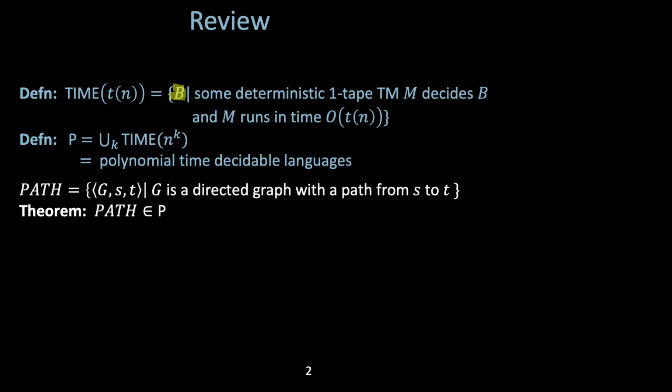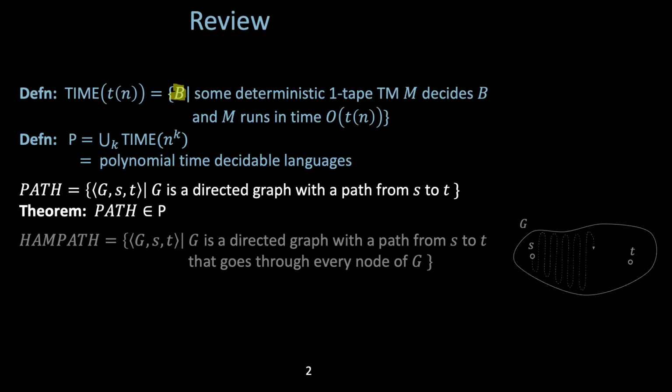One example of a p-time algorithm is path. Path is going to take in input G, s, t, where G is a graph and s and t are nodes in that graph. We claim that path takes polynomial time.